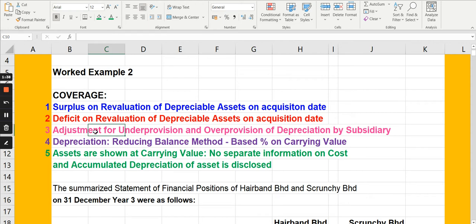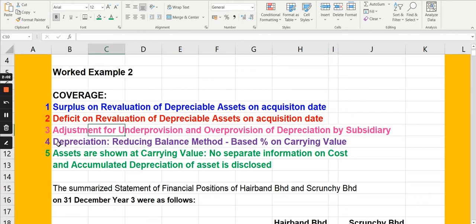And also adjustment for underprovision and overprovision. Underprovision will arise if there is a surplus on revaluation of the asset, with under provision of depreciation, and overprovision will arise if there is a deficit on revaluation. So, overprovision and underprovision adjustment.